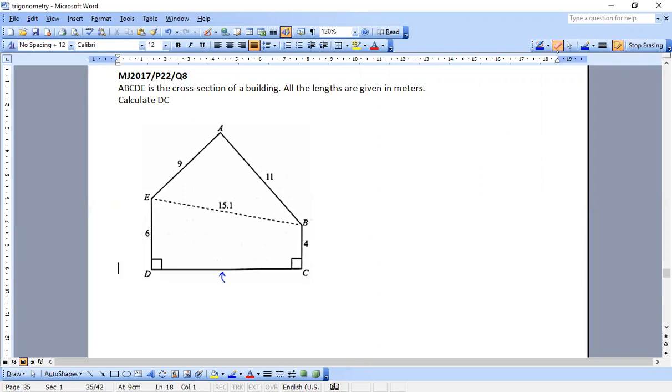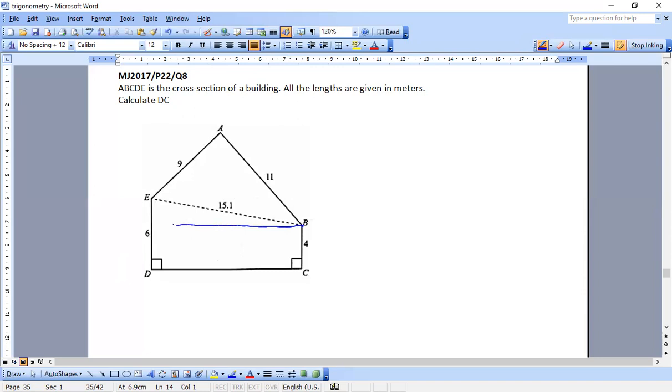If you figure out what must be done to find out CD, then the question is very easy. The only thing that has to be figured out is what to do. Some additional construction has to be done. After that has been done, the question becomes very easy. So what we have to do, we will join B to this side.